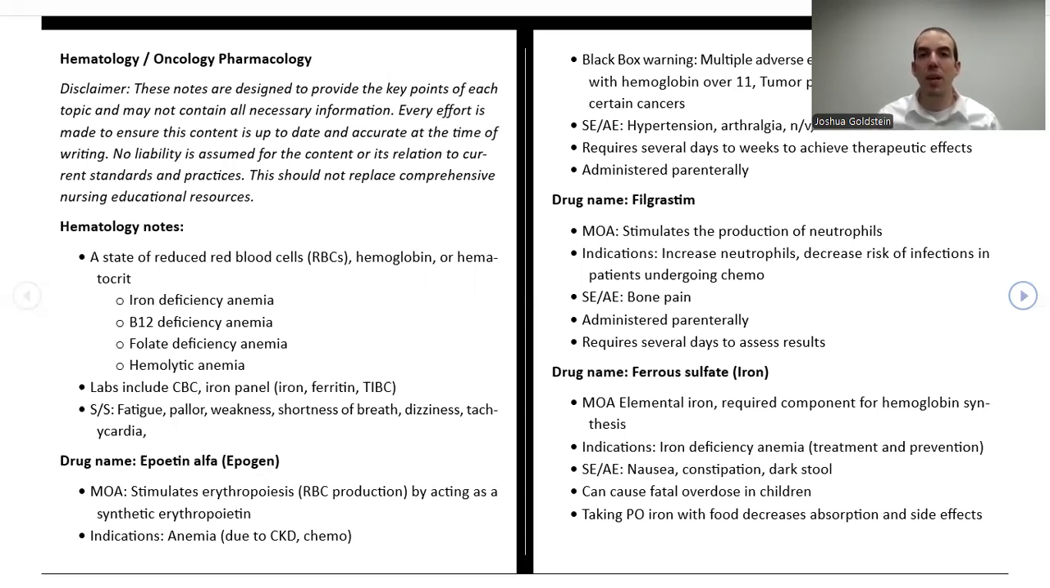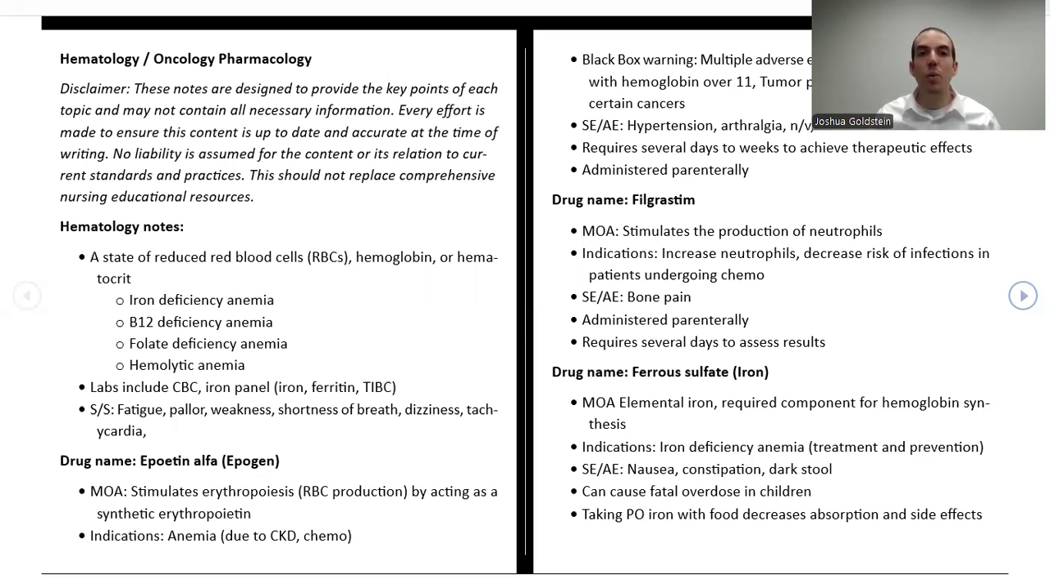And the first one we're going to have is epoetin alpha. So let's start with this one. Epoetin alpha is actually erythropoietin. Erythropoietin is something that we all have in our body. It's produced by the kidneys, and it stimulates the production of red blood cells. That's the normal process in our body. Kidneys produce erythropoietin. Erythropoietin stimulates red blood cell production, which is erythropoiesis, in our body, technically, specifically in the bone marrow.